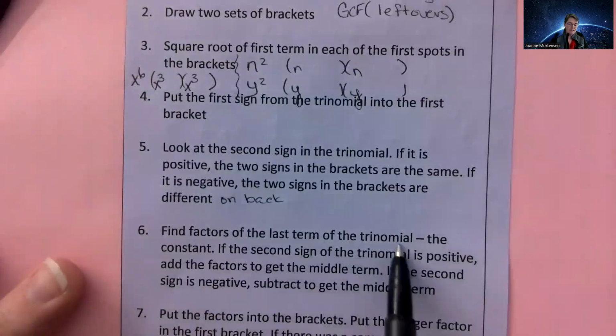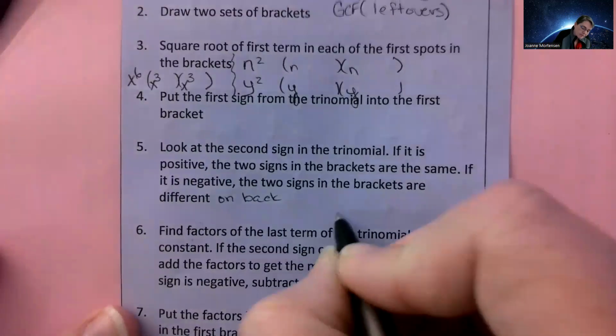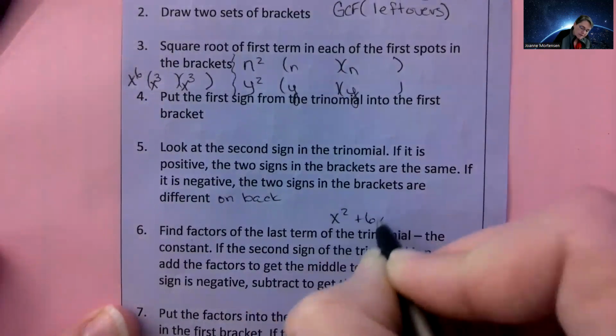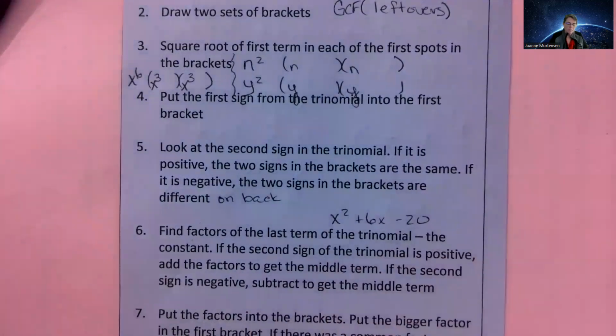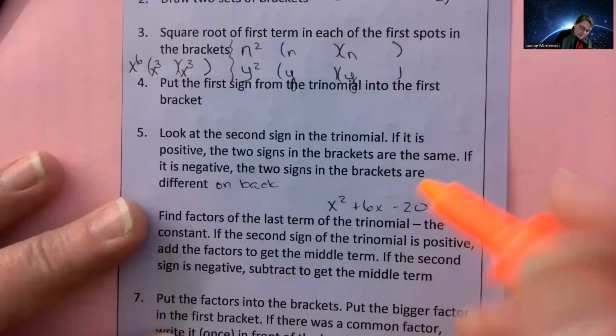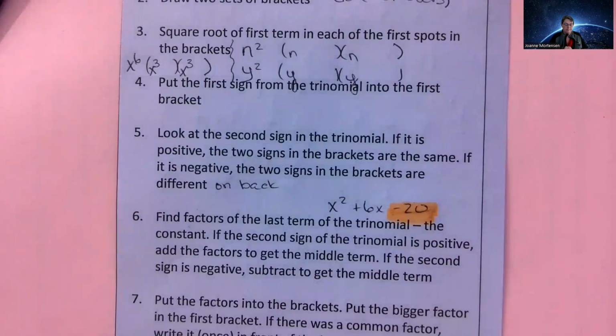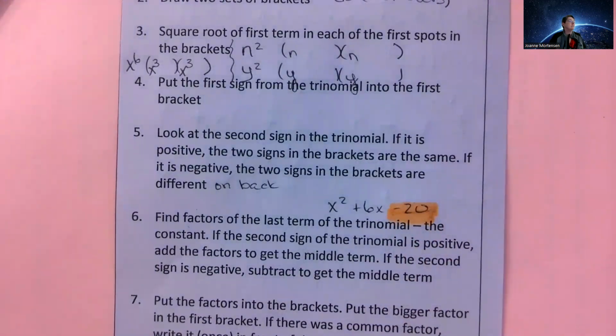Find the factors of the last trinomial, the constant. X squared plus 6x minus 20. Which one is my constant? Which one is the last term of the trinomial? Negative 20. Okay, so I'm going to do this because I don't want to have a brain fart. Don't have to do the middle one. Won't get you anywhere.